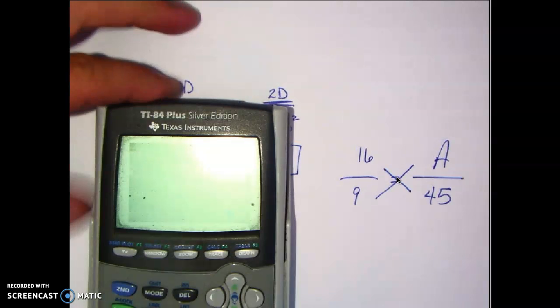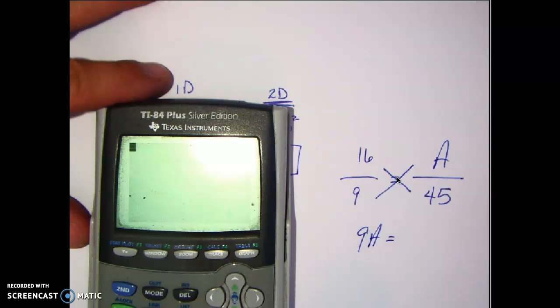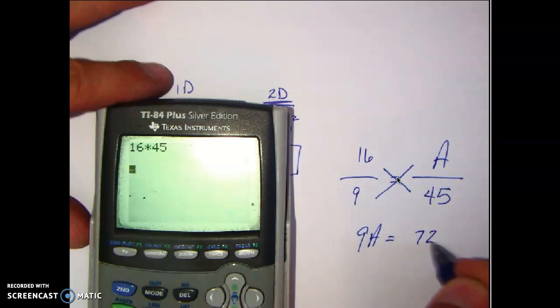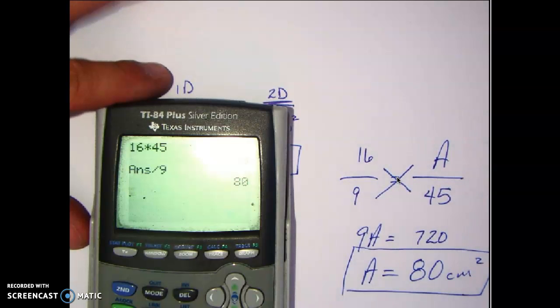And so I would take 9 times A is equal to 16 times 45. And then I divide both sides by 9. And we would find that the area of the larger triangle would be 80 centimeters squared.